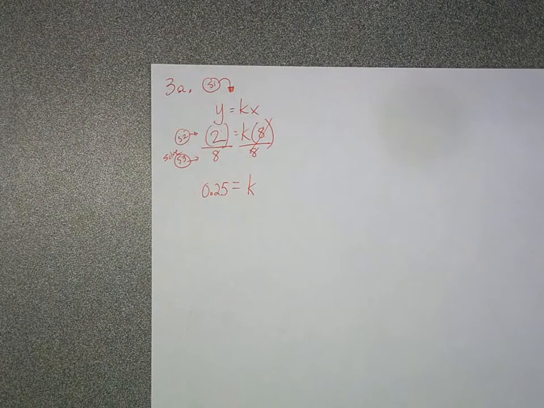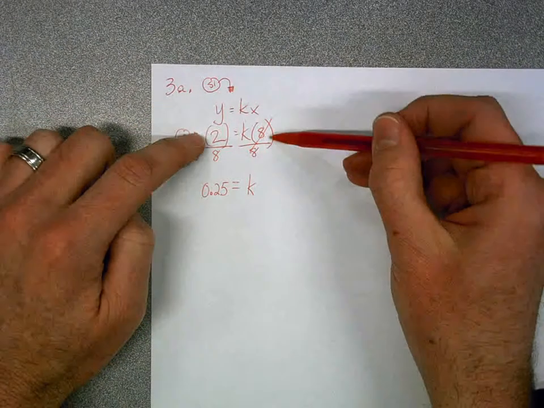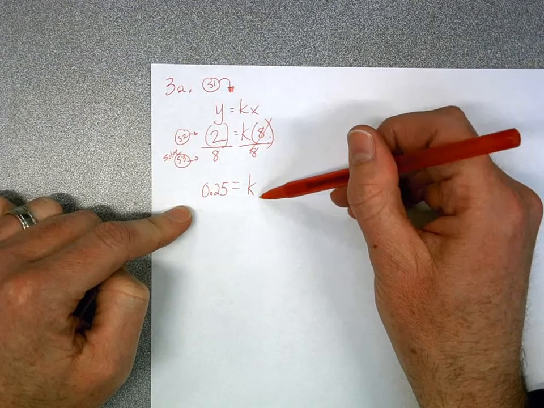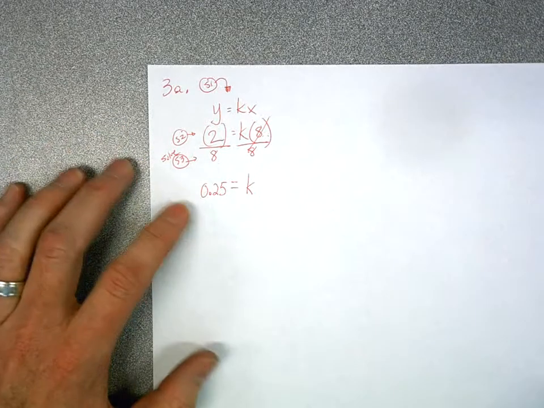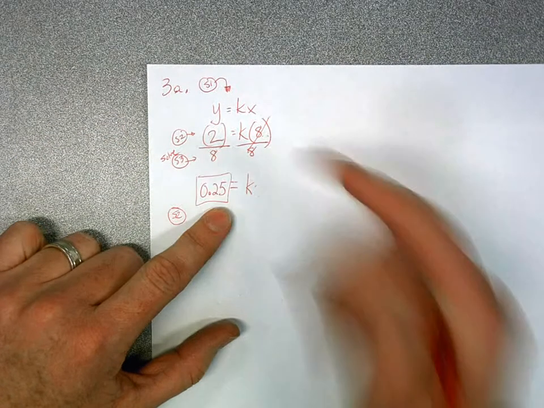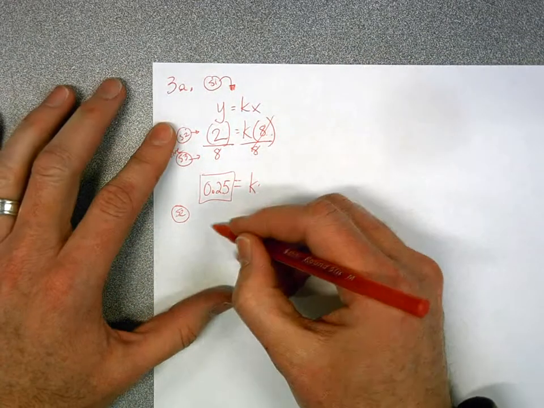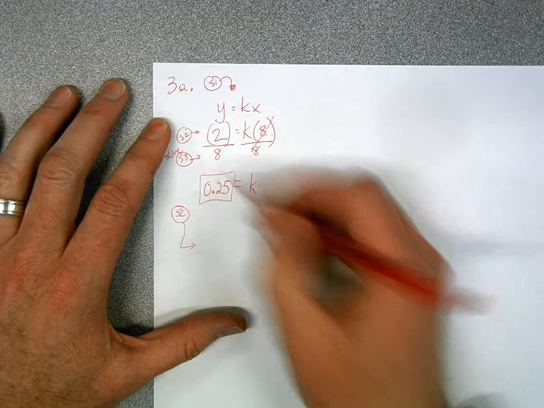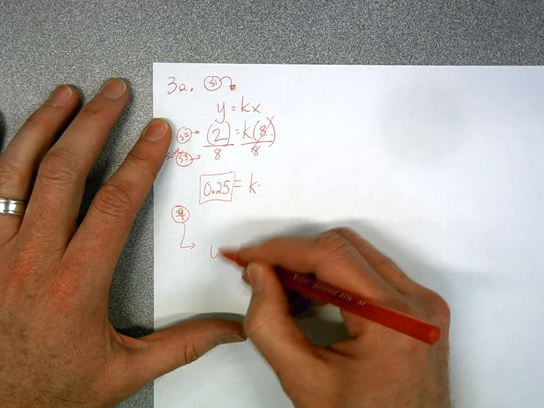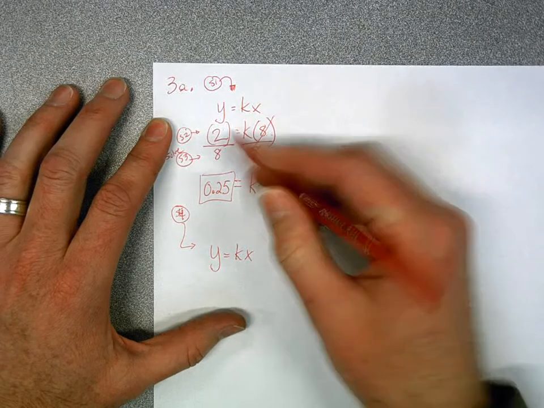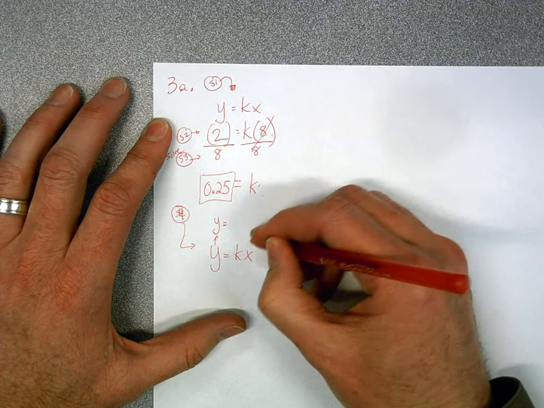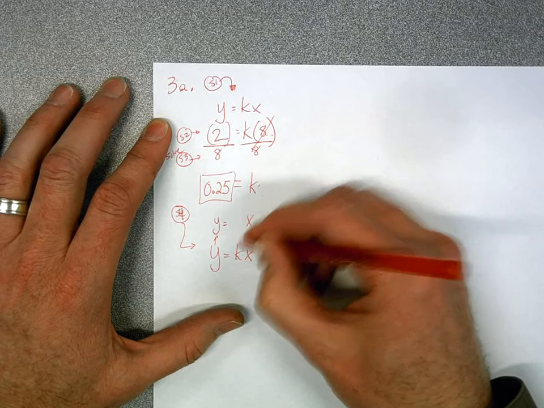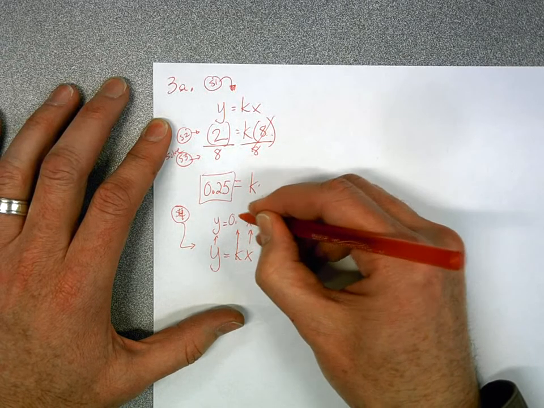Now, we're not done, because while that was an equation, we needed to find out what K was. They actually want us to do step four, and that is they want us to plug the numerical value back in for K. So what I mean by that is, I'll write it down here: Y equals KX. So Y is equal to 0.25x.